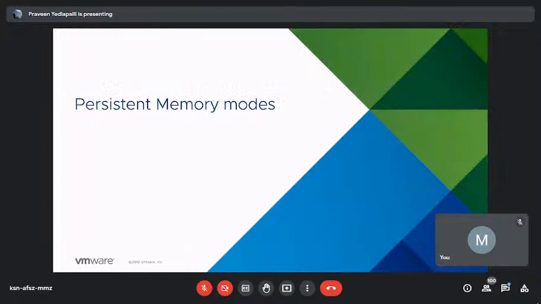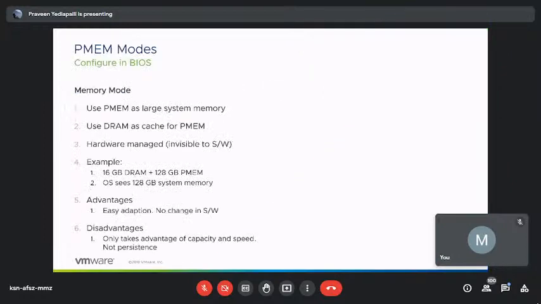Let's talk about them. The first one is you can configure in the BIOS. When you reboot, you can go into BIOS. If you have a system with persistent memory hardware on the motherboard, you can go into BIOS and configure two different modes. The first mode is called memory mode. In this mode, the hardware exposes this PMEM as full system memory. The operating system, or any software, doesn't see that there is a DRAM. The DRAM is used as cache by the hardware.